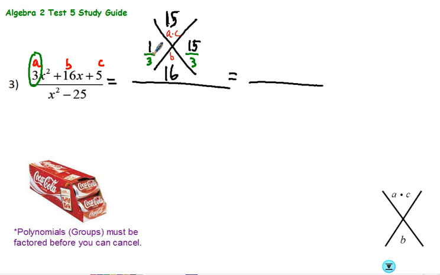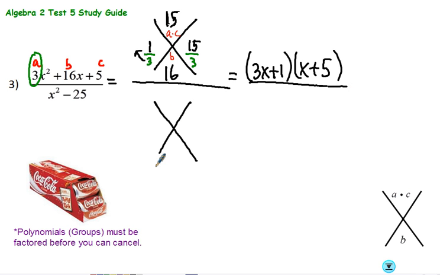So what you would do with this is you'd say, okay, well, 1 divided by 3, that doesn't divide evenly, so I'm going to have to slide it. So that would become 3x plus 1. 15 divided by 3, that does divide evenly, so that would be x plus 5. And then on the bottom, you've got x squared minus 25. Again, at the Algebra 2 level, you really should be recognizing differences of squares. That's when you have two terms that are being subtracted that are both perfect squares, and the factors are just the square root of that number. One is a plus, one is a minus.